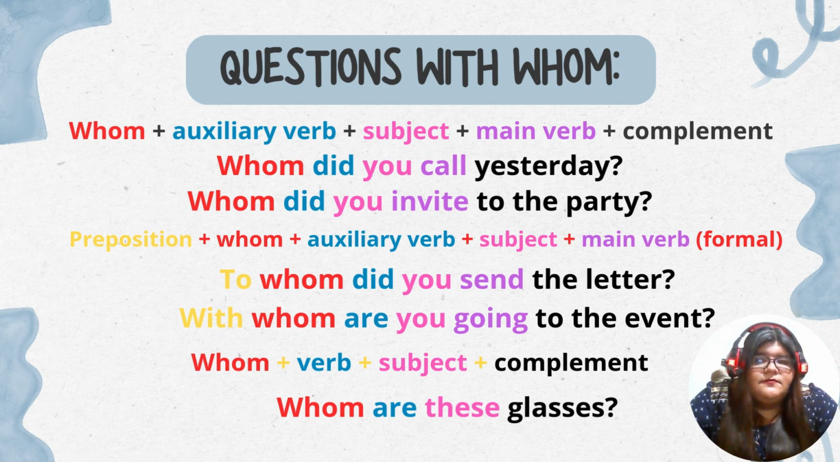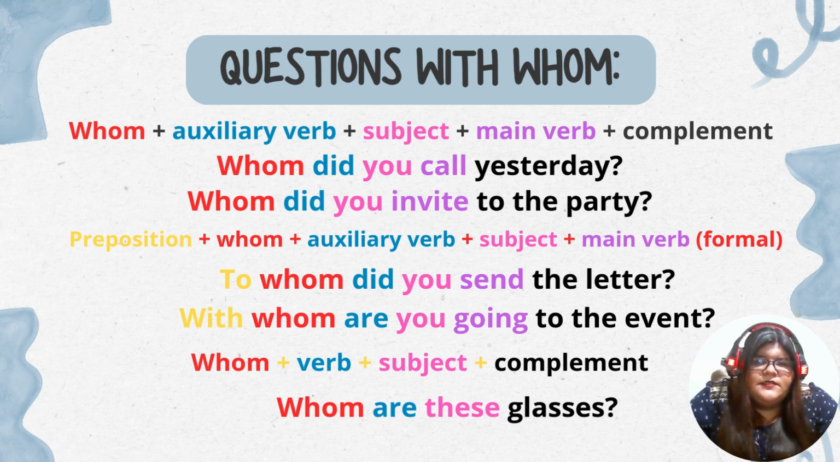Now let's see. Here we have the preposition from the beginning: preposition plus whom plus the auxiliary verb plus the subject plus the main verb, and this is the way in which you can make very formal questions. To whom did you send the letter? With whom are you going to the event? If you see here in yellow, we have the prepositions to and with.